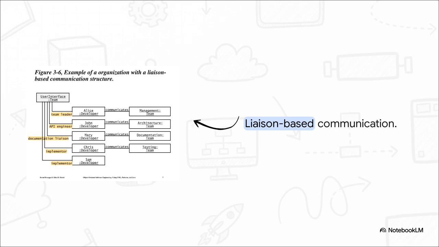Now contrast that with the liaison-based communication structure. Look at how beautifully dynamic and interconnected this is. Instead of that massive management bottleneck, we have specific people acting as direct bridges. For example, Alice is a team leader communicating straight to management. John, the API engineer, talks directly to the architecture team. Cross-functional communication happens right there at the ground level. It lets information bypass management entirely when needed, which drastically speeds up the development cycle.